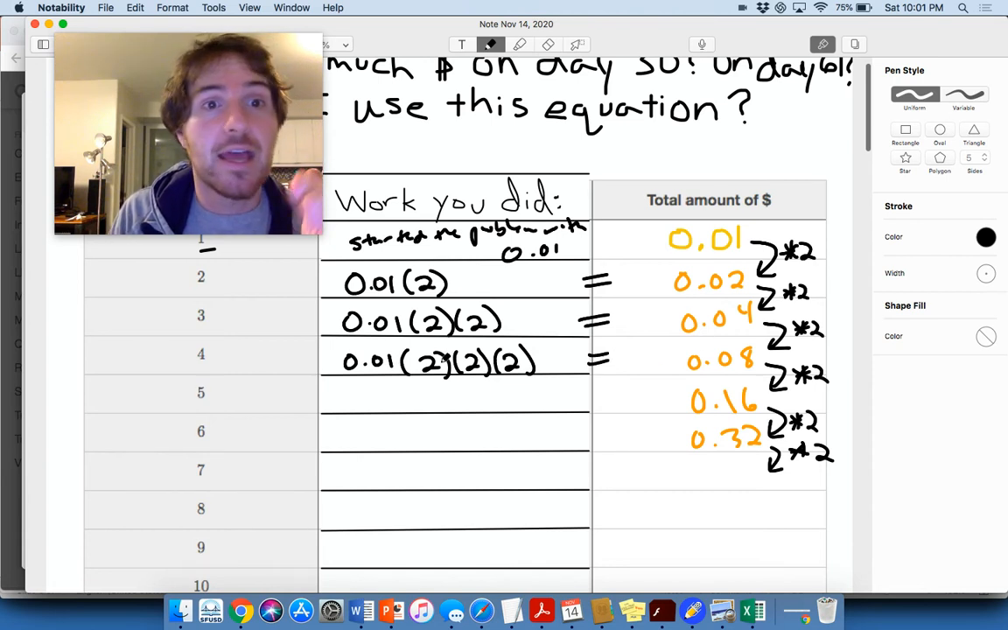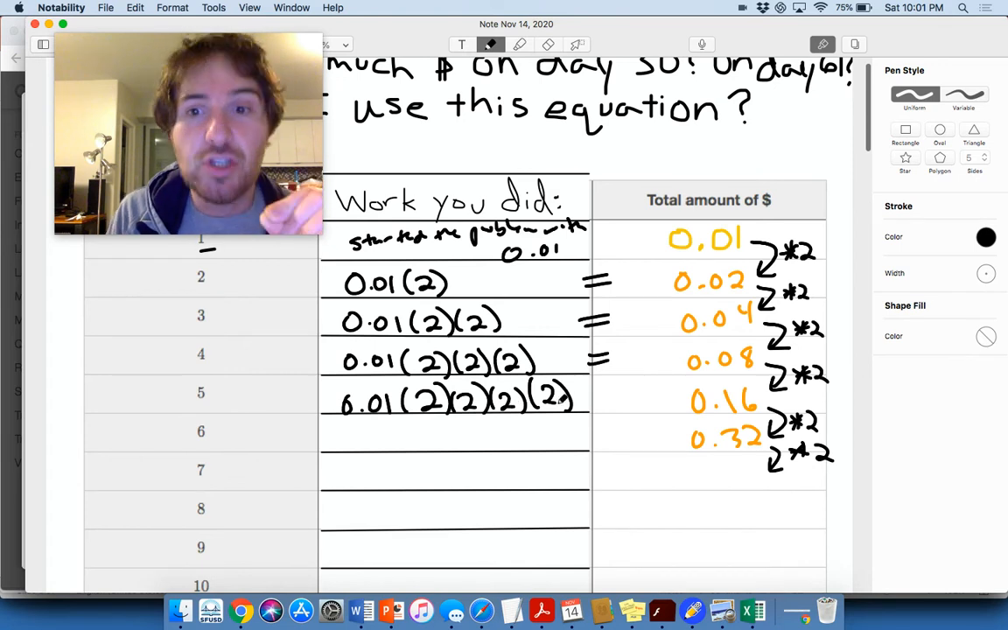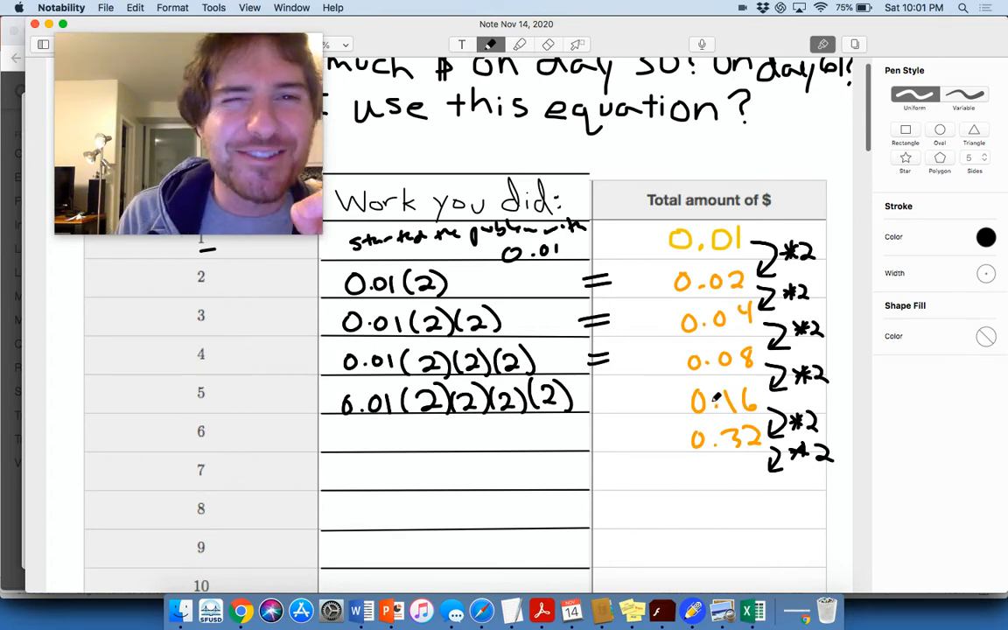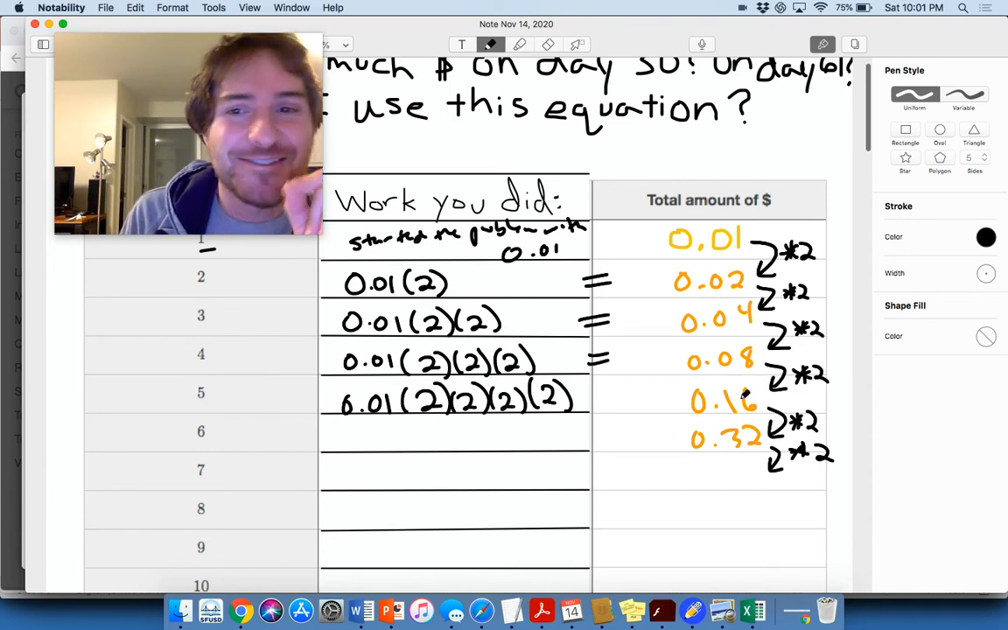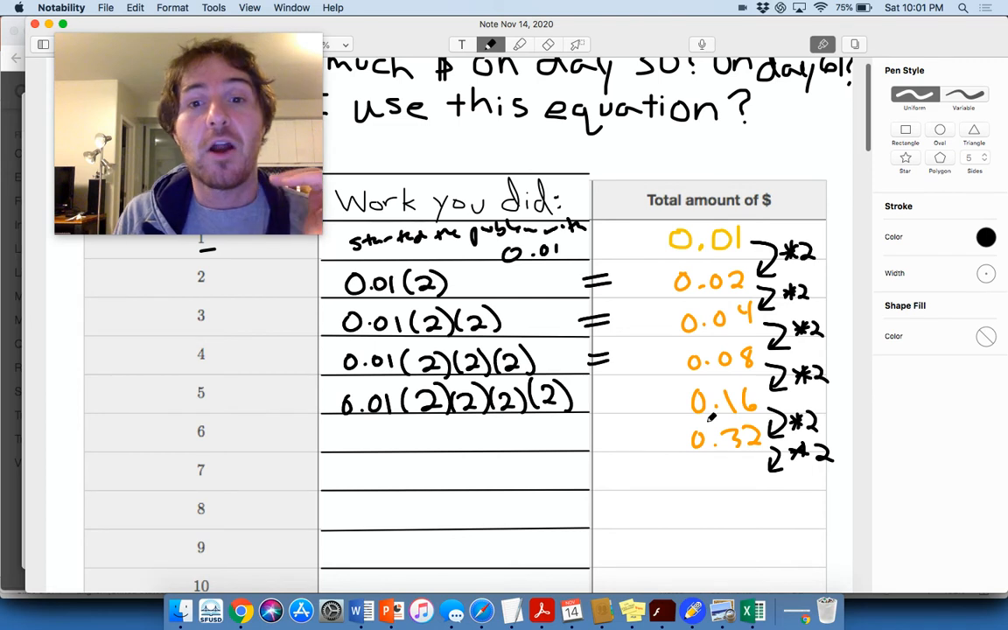0.01 times 2, okay? The next day, we times by 2. The next day, we times by 2. That's what got us to 0.08. Day 5, how many times have we multiplied by 2? 1, 2, 3, and 4. 0.01 times 2 is 0.02, times 2 is 0.04, times 2 is 0.08, times 2 is 0.16. That's the first one that's not 0.0. I got 0.16 here. All right.